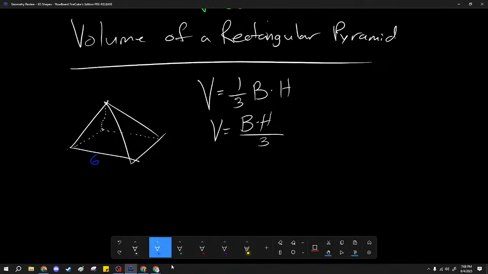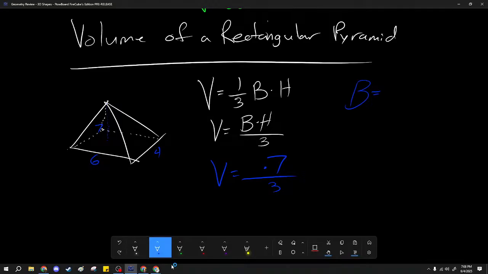Let's say this length here is 6. We'll say the height of our 3D shape, I'm putting it in here, is 7. And we'll say this length here is 4. Whatever. So let's go ahead and start plugging in what we know. I don't know the area of the base yet, so I won't write that. But I do know the height of my figure. It's 7. Great. And I know the 3 goes on the bottom. So area of the base is what I need. I need my capital B. Capital B is the area of the base.